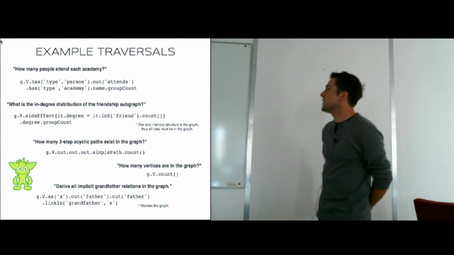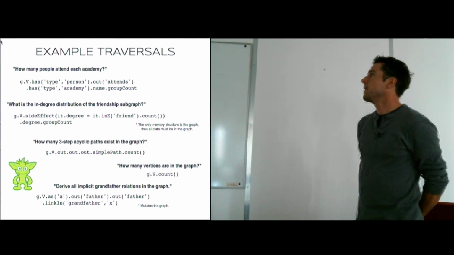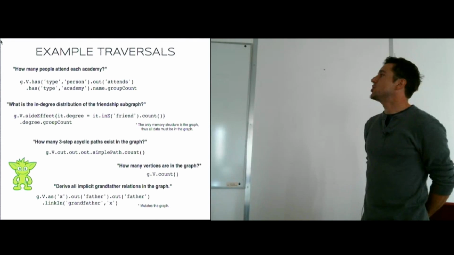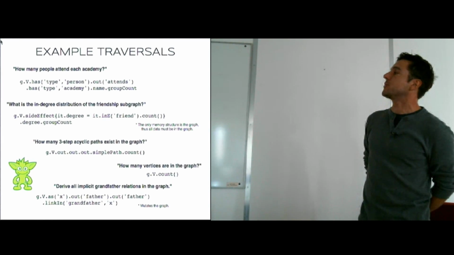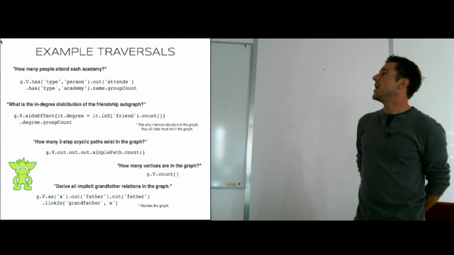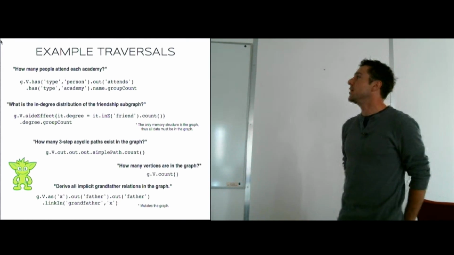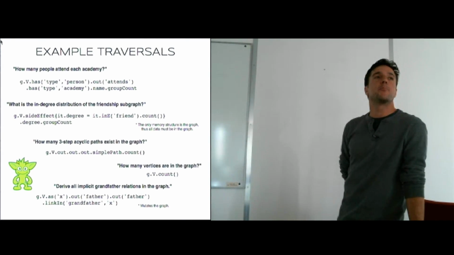So let's look at some typical examples of traversals. How many people attend each academy? An academy in Roman times would be like a university of today. So I have a graph, and I put traversers on every vertex in the graph, and then I filter out all those traversers that are not of type person.